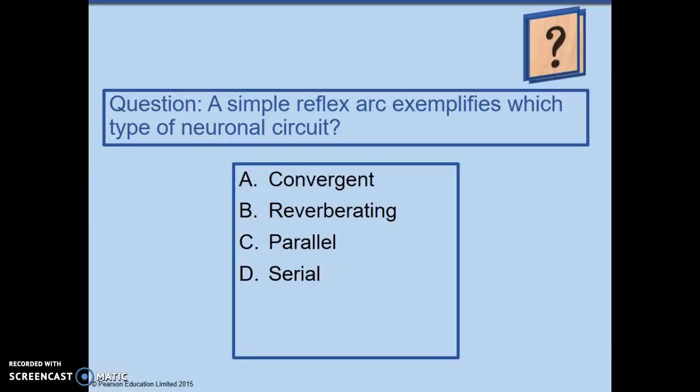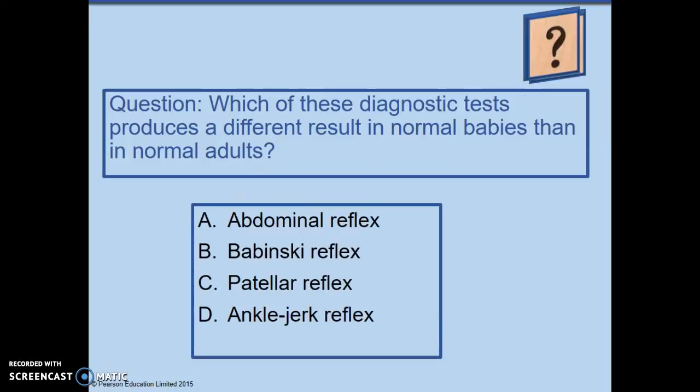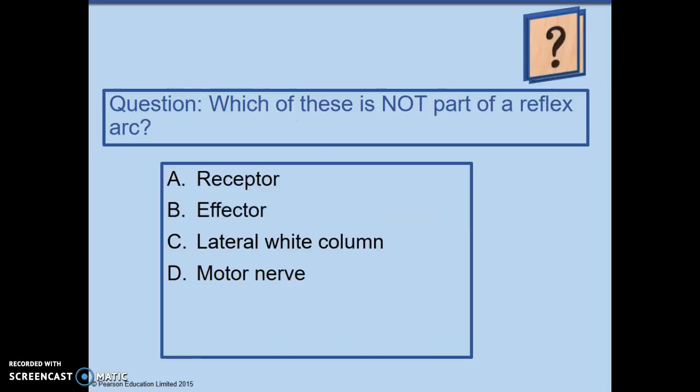A simple reflex arc exemplifies which type of neuronal circuit? Serial. Which of these diagnostic tests produces a different result in normal babies than in normal adults? You would get this answer from your reading. Babinski reflex. Which of these is not part of a reflex arc? Lateral white column.